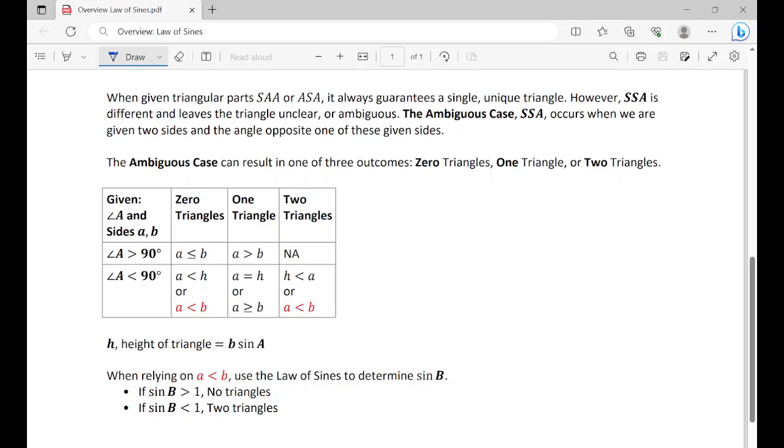But one thing you do need to know is that when you're relying on A being less than B, you need to use the law of sines to determine sine B. If sine B is greater than 1, that means you have no triangles. And if sine B is less than 1, you have 2 triangles.